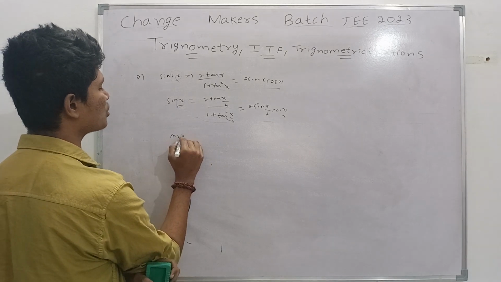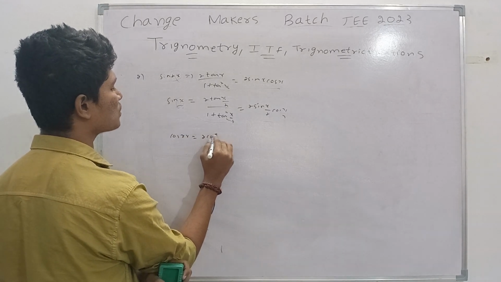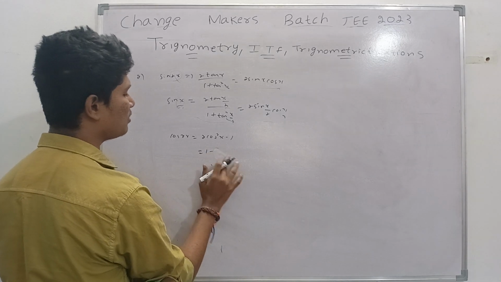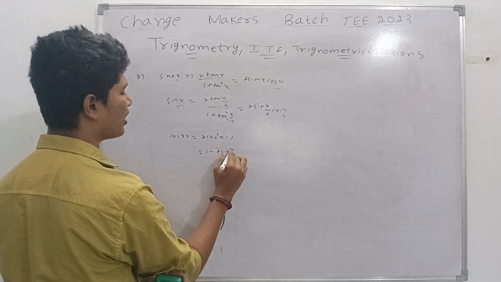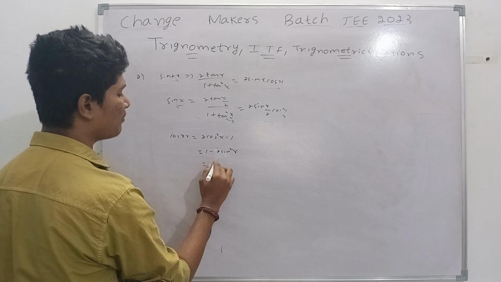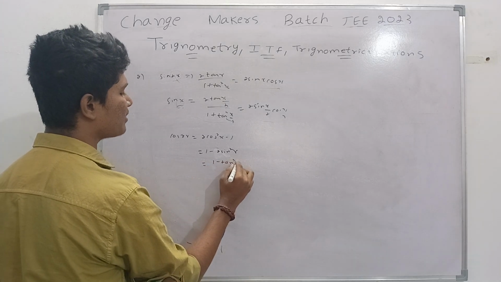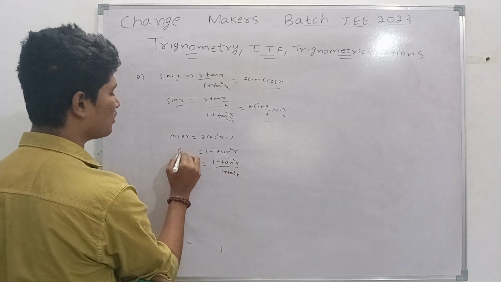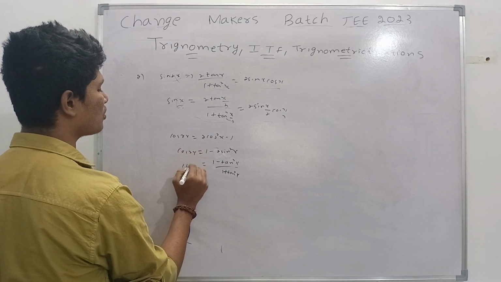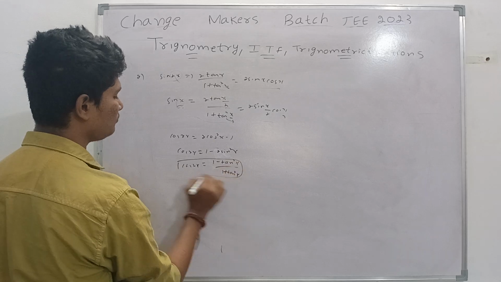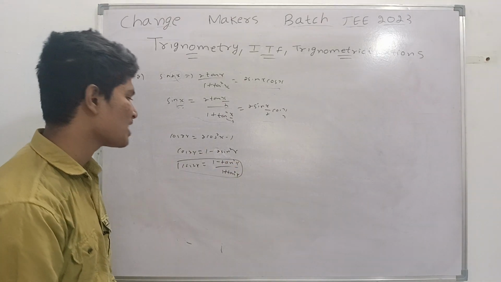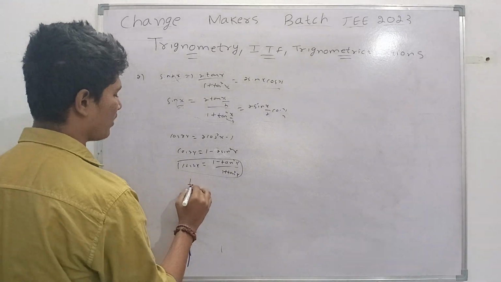So cos 2x you can take as 2 cos square x minus 1. Also 1 minus 2 sin square x, which you already know. And also 1 minus tan square x divided by 1 plus tan square x. These are all the formulas that belong to tan x. Cos 2x equals 1 minus tan square x divided by 1 plus tan square x.